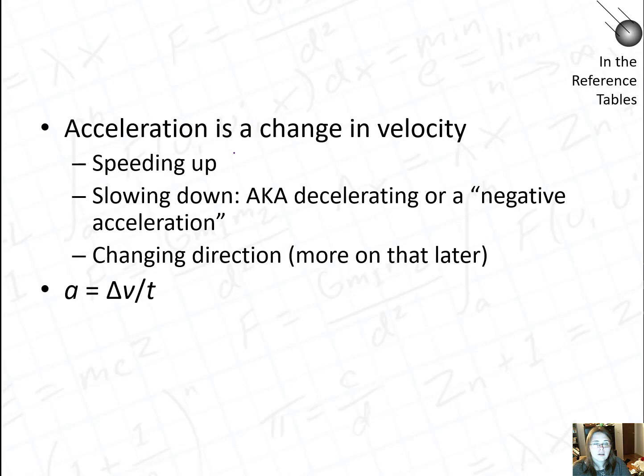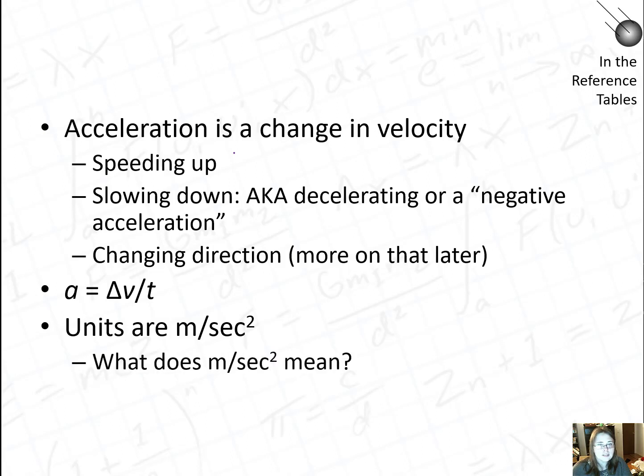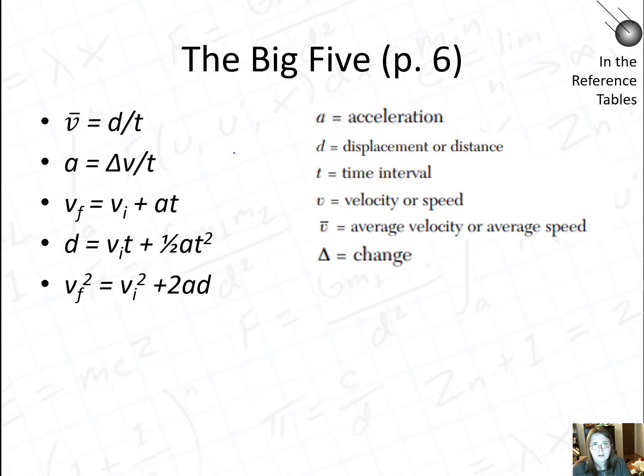So the most basic equation for acceleration is the change in velocity divided by time. This comes from the velocity versus time graph, the slope of that line. But the units are meters per second squared. Meters per second squared is not something that we usually deal with, but if we think about it, that just means that it is meters per second, per second. That's how it works.